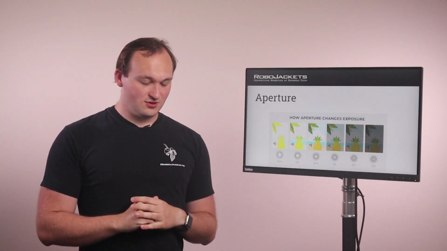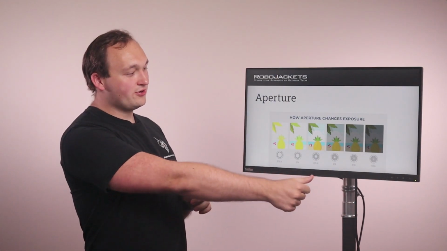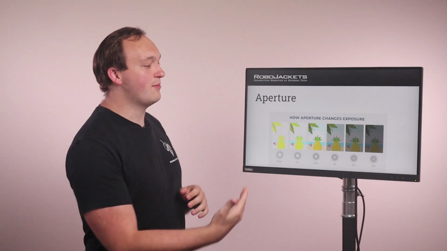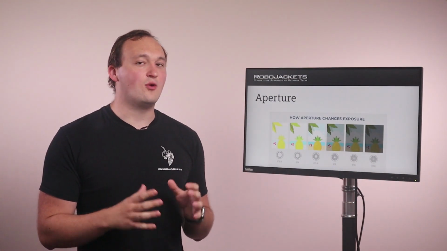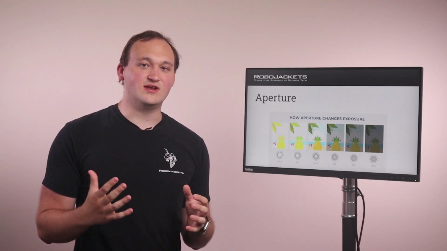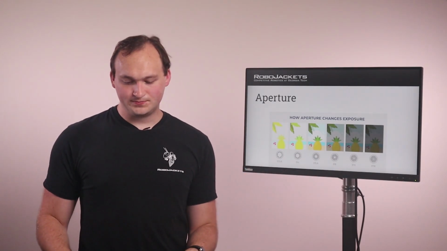Next thing we talk about is aperture. That's the size of your opening. As your aperture gets smaller, you get a darker image, and as your aperture gets larger, you get a brighter image. There's actually some relationship between how wide your aperture is and the amount of focus that you can have on your image. Typically in robotics, we're looking for a smaller aperture.